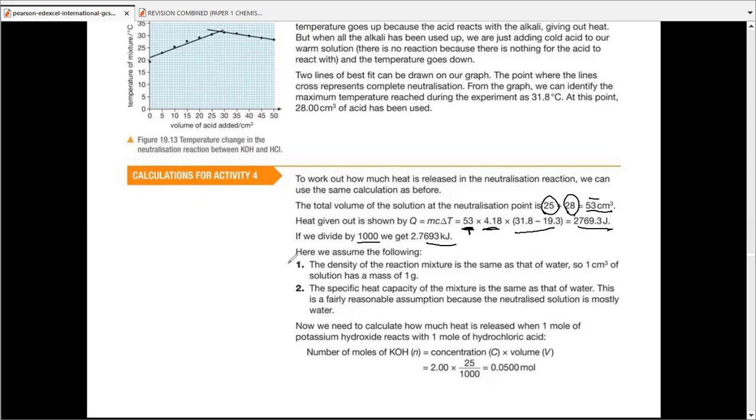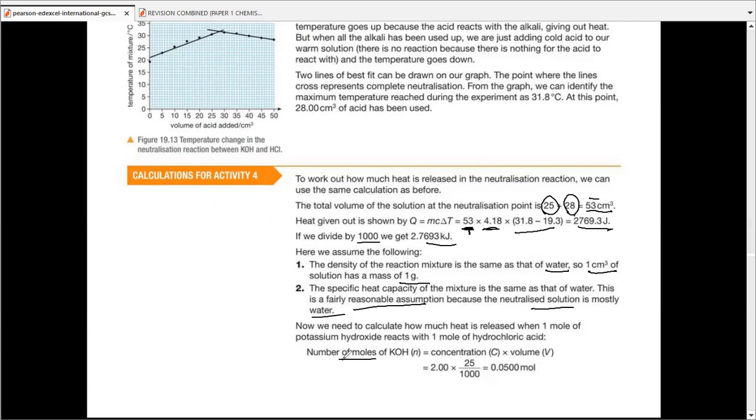Now here we assume two things as we have been assuming previously. Density of the reaction mixture is same as that of water since we are producing water by reacting acid and alkali. So 1 cubic centimeter is equal to 1 gram. Specific heat capacity of the mixture is same as that of water. It's a fairly reasonable assumption. So the neutralization solution is mostly water. Although there is a little bit of salt, we ignore that and continue with our calculation.